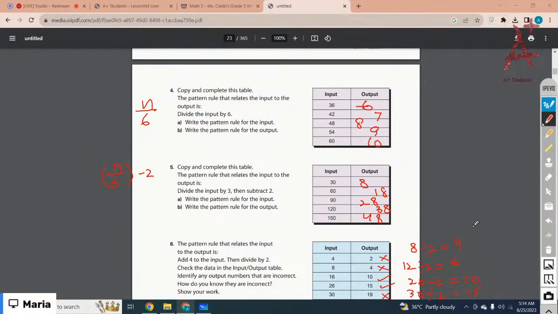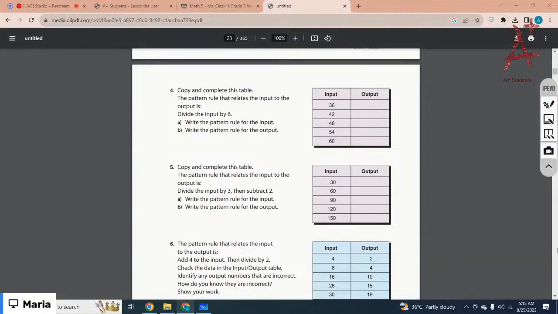How do you know they are incorrect? Because you applied the rule. I added 4 plus 4, 8, and 8 divided by 2 makes 4. That's how I know this output is not the correct one, right? You apply the rule to the input and you get a different value. That's how you know some of the values are incorrect, right? Okay, let's move on to the next one.